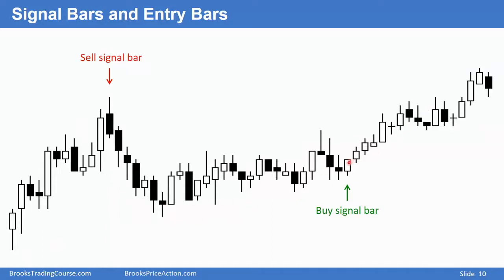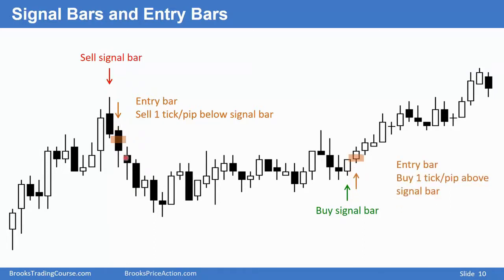And here we have a decent buy signal bar closing on its high. So the traders will buy on a stop just above the high of that bar and get long here. They'll sell 1 tick below the low of the signal bar. If it's a Forex chart, 1 pip below the low of that signal bar. And they'll buy 1 tick above the high of this bar. They'll get long on this entry bar. Or if it's a Forex chart, they'll buy 1 pip above the high of this bar and get long on that entry bar.